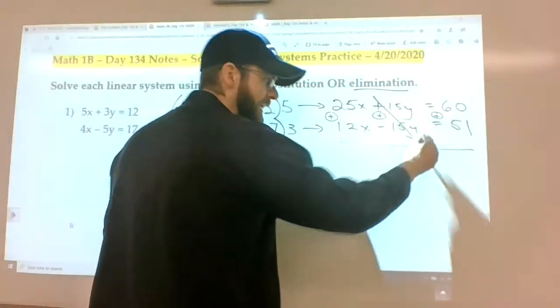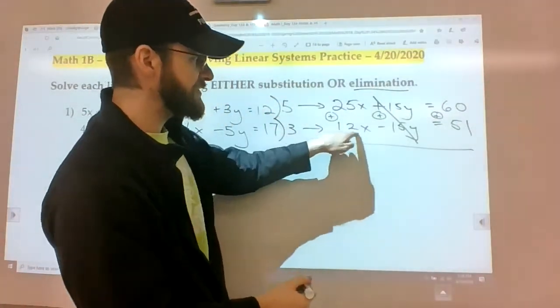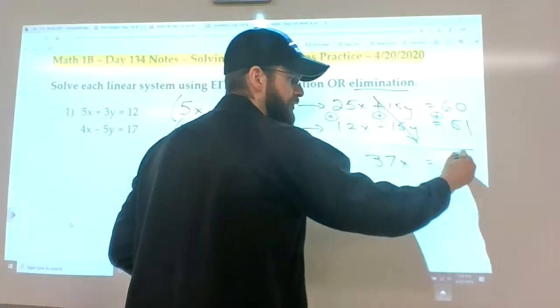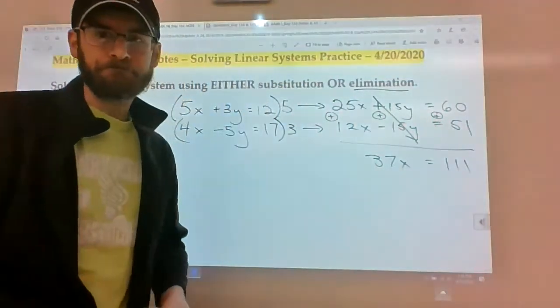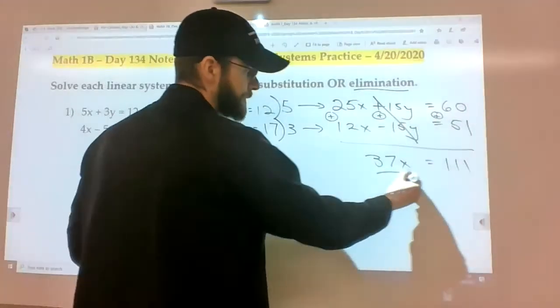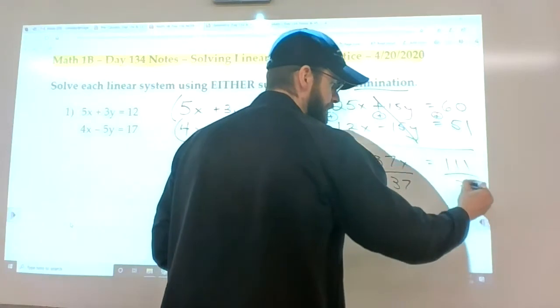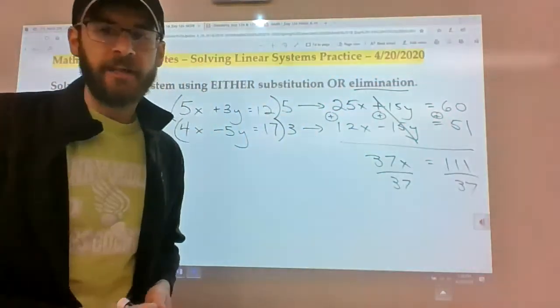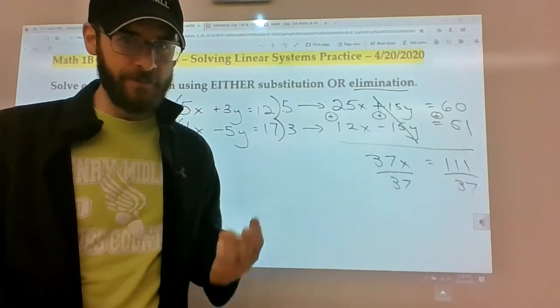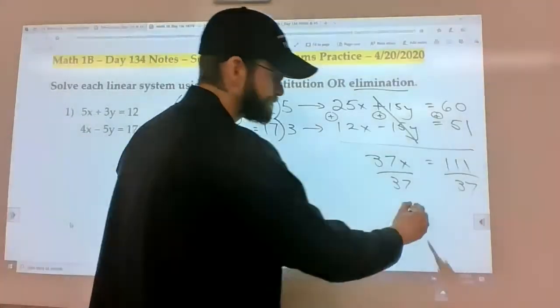So we've eliminated the y's. Now we have 37x equals 111. So now to solve this equation, you divide both sides by 37. You can check that with a calculator, but 37 is going to go into 111 exactly 3 times. So x equals 3.